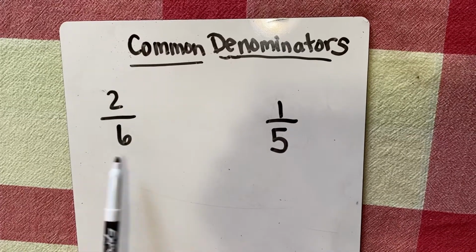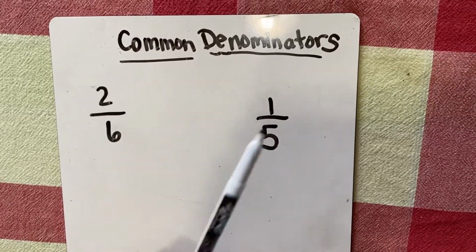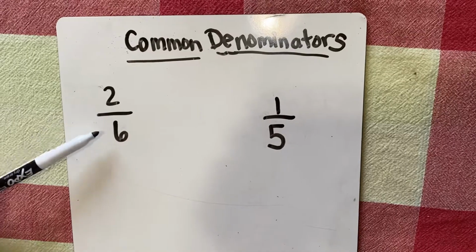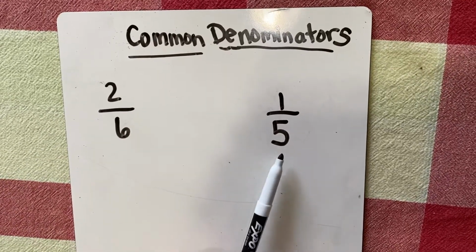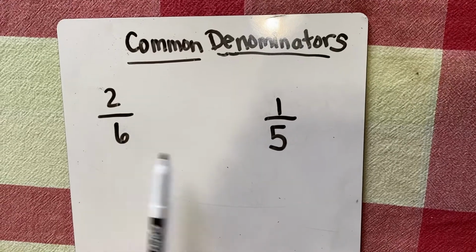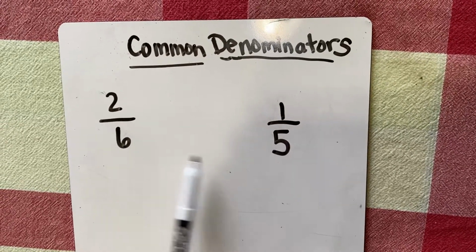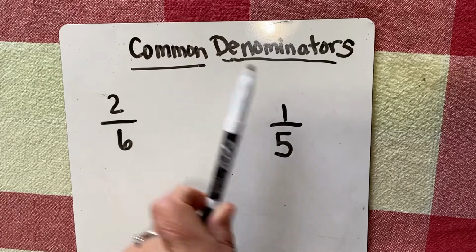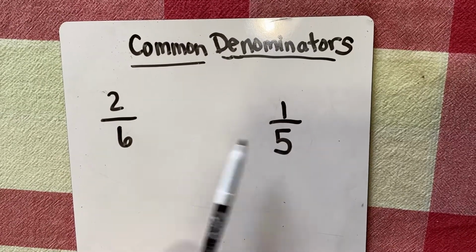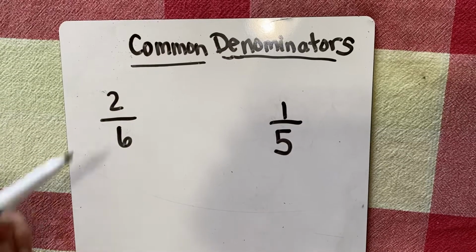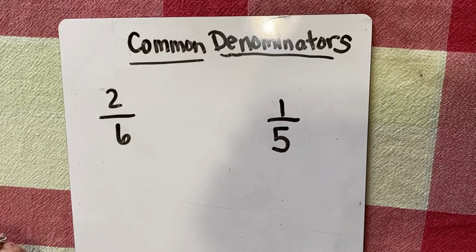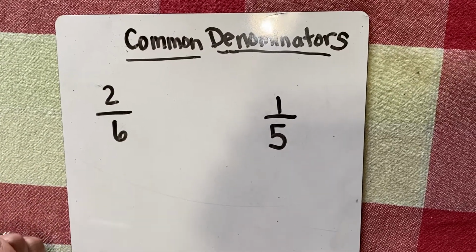So what we're going to do is take two fractions that are not the same. We have 2/6, the denominator is 6, and 1/5, the denominator is 5. So the two denominators are different. They are not the same. But we're going to make equivalent fractions, and we're going to turn them into fractions that have the exact same denominator, okay? And I'm going to show you how to do it. It's not too hard, but it does take a couple steps.